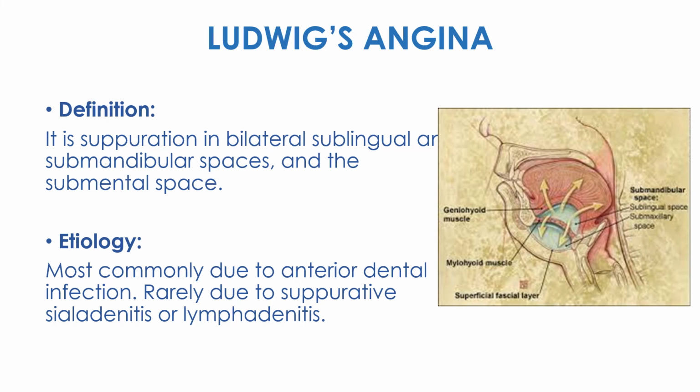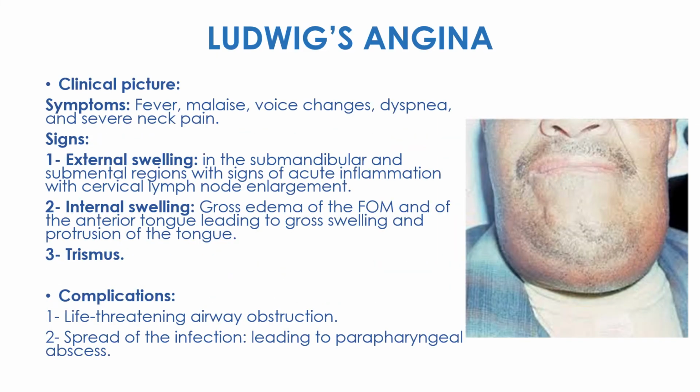The last deep neck space infection is Ludwig's angina. It is a cellulitis of the bilateral sublingual, submandibular spaces and the submental space as well. Most commonly this happens due to anterior dental infection, so infection in anterior teeth, rarely due to suppuration or suppurative sialadenitis or lymphadenitis in the sublingual salivary gland or submandibular salivary gland or submandibular or submental lymph nodes.